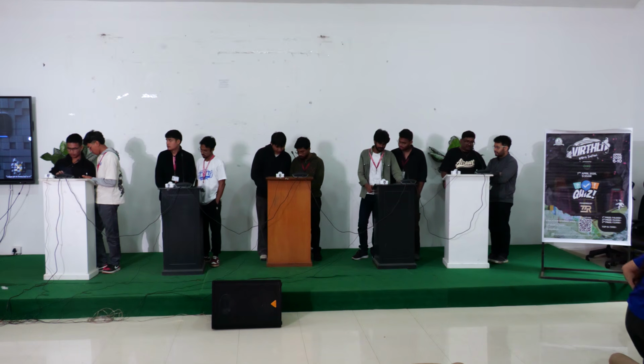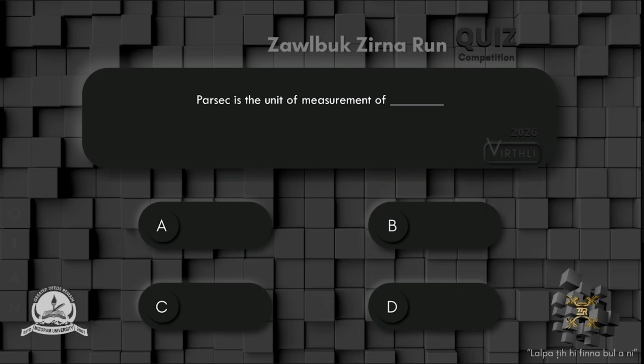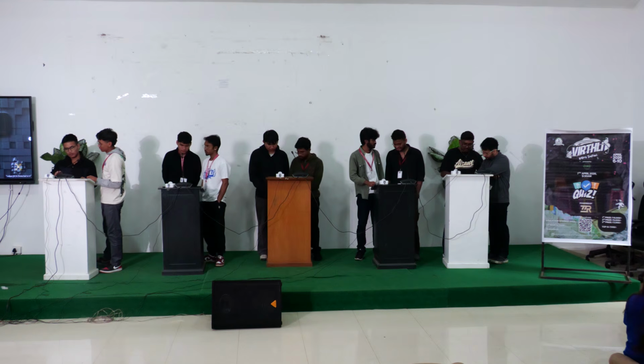Table 1. Okay, so this is your question. Parsec is the unit of measurement of A, density of stars, B, astronomical distance, C, brightness of heavenly bodies, and D, orbital velocity of giant stars. Your time starts now.